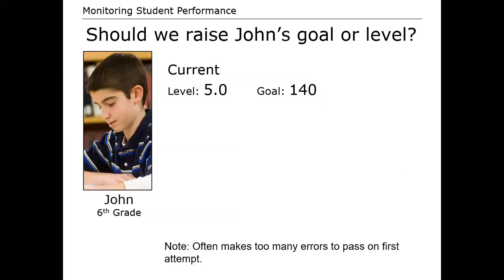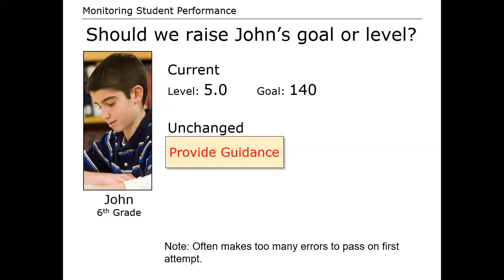Should you raise his goal or level? Should you give him harder words if he's struggling with accuracy on the difficulty of the words he's working in now? No, you can't give him harder words. Should you make him try to go faster? No, because if he tries to go faster, he's going to be even more inaccurate. So at this point, you're going to provide guidance for John.